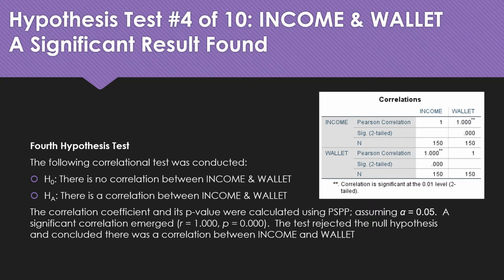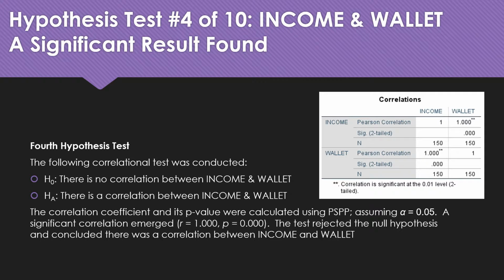So moving right along, hypothesis test number 4 of 10, income and wallet, a significant result found. Our fourth hypothesis test stated that the following correlational test was conducted. There is no correlation between income and wallet was our null hypothesis. And for our alternative hypothesis, there is a correlation between income and wallet.